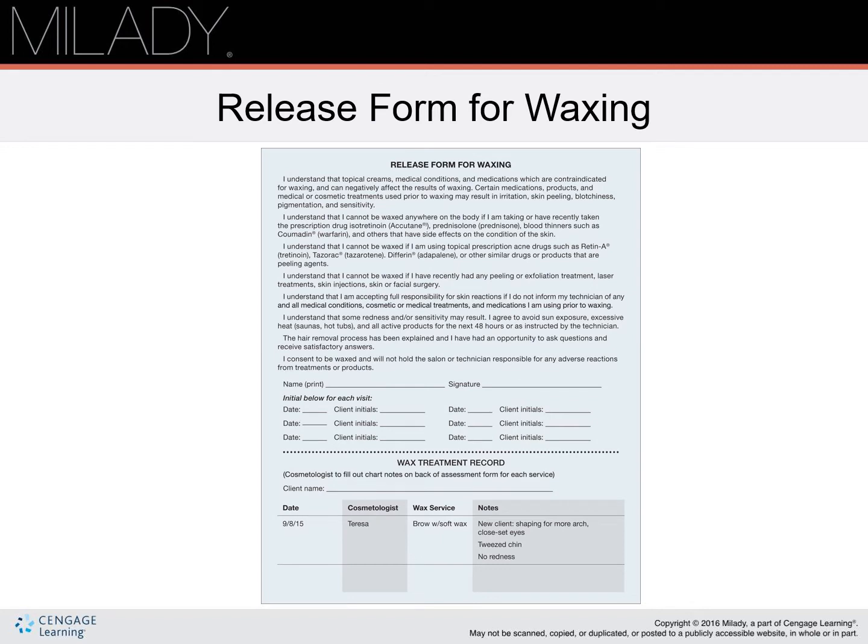Okay. Also, you are very familiar with the release form for waxing. I would do this every single time that they came to get a service. I know that when I go to the med spa, it does not matter if I'm there for waxing or a laser treatment, whatever it is, every single time I have to sign a release form.